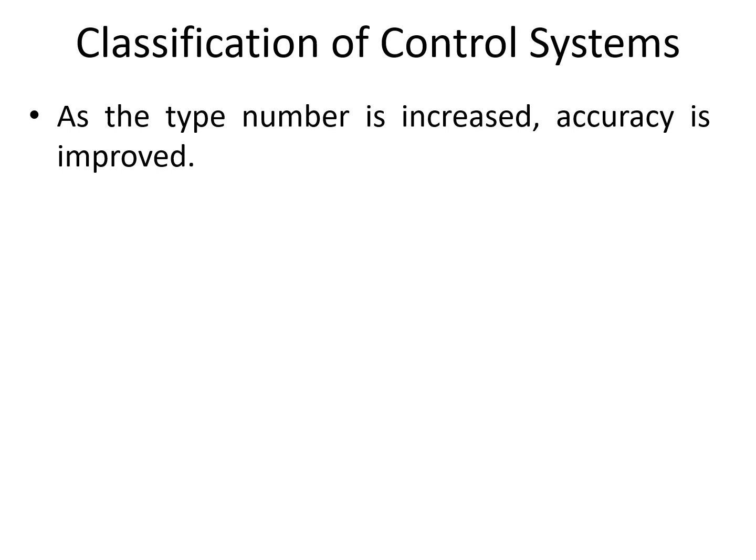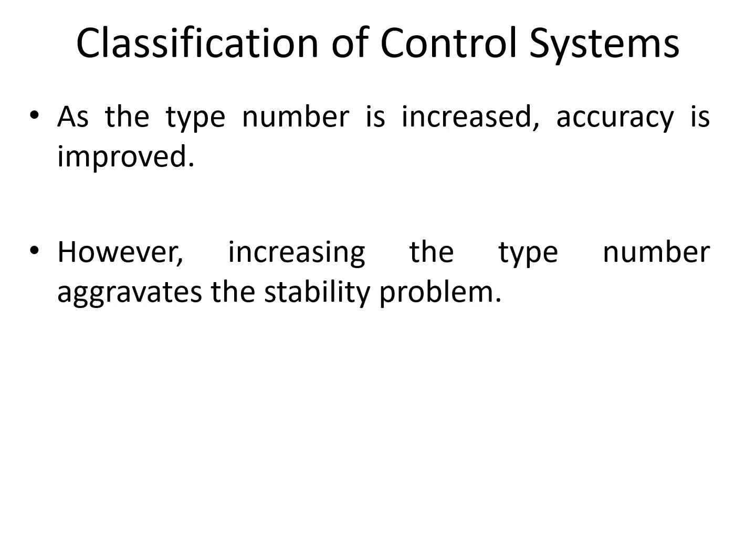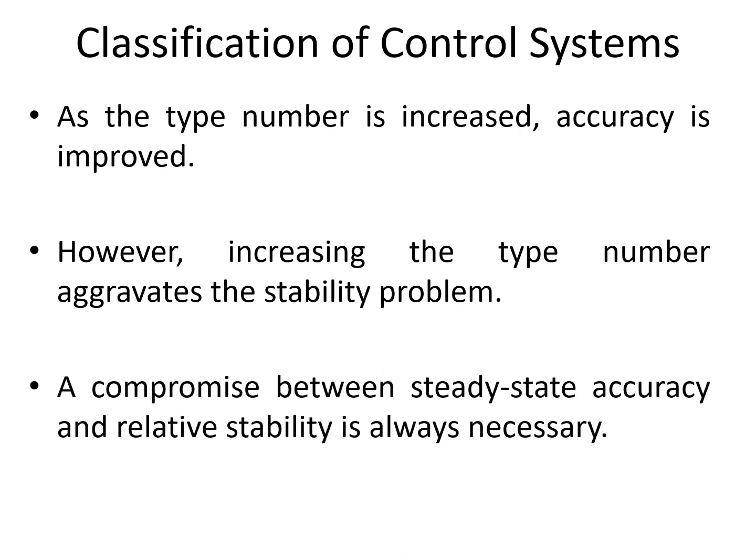Now, as the type number is increased, the accuracy also improves. This is one thing you need to know. However, increasing the type number aggravates the stability of the system, or disturbs the stability of the system. So we need to have a compromise between steady state accuracy and relative stability of the system. This is one thing we need to know.